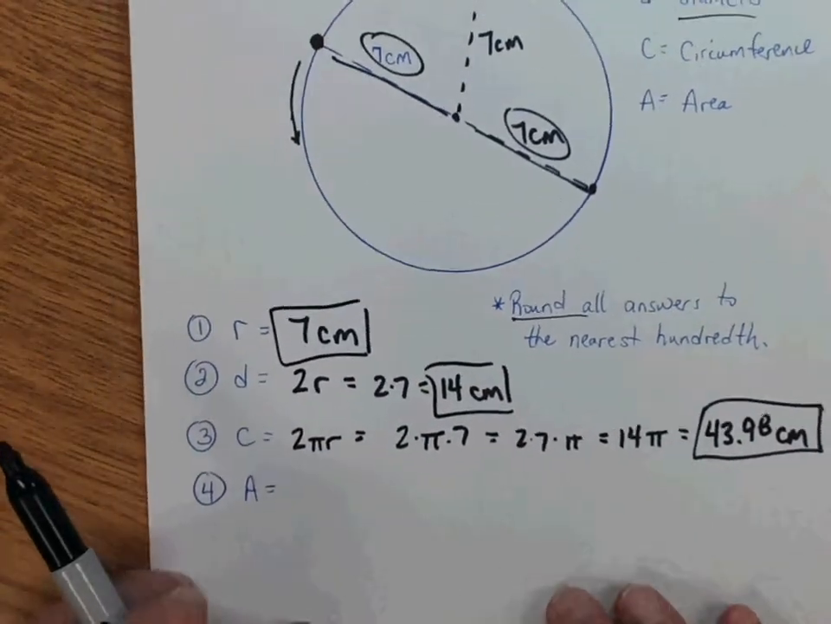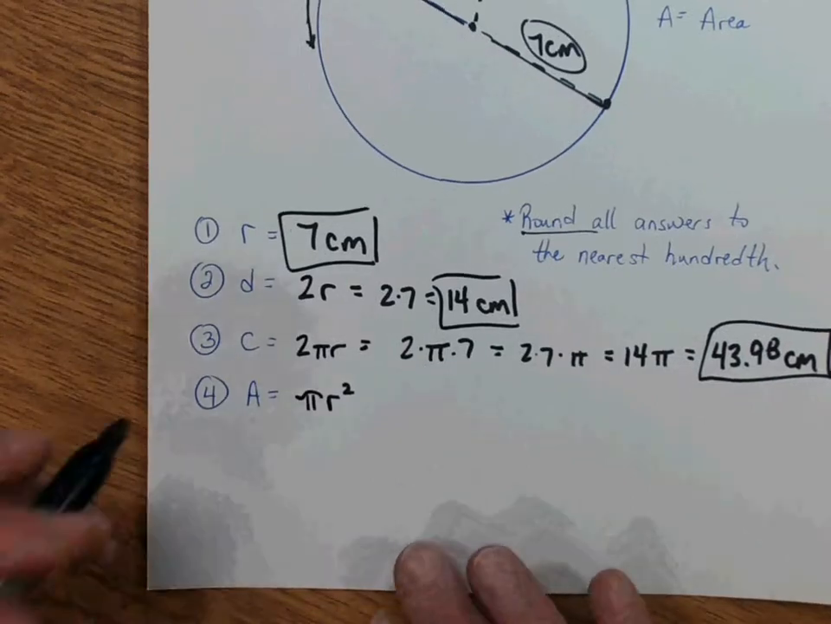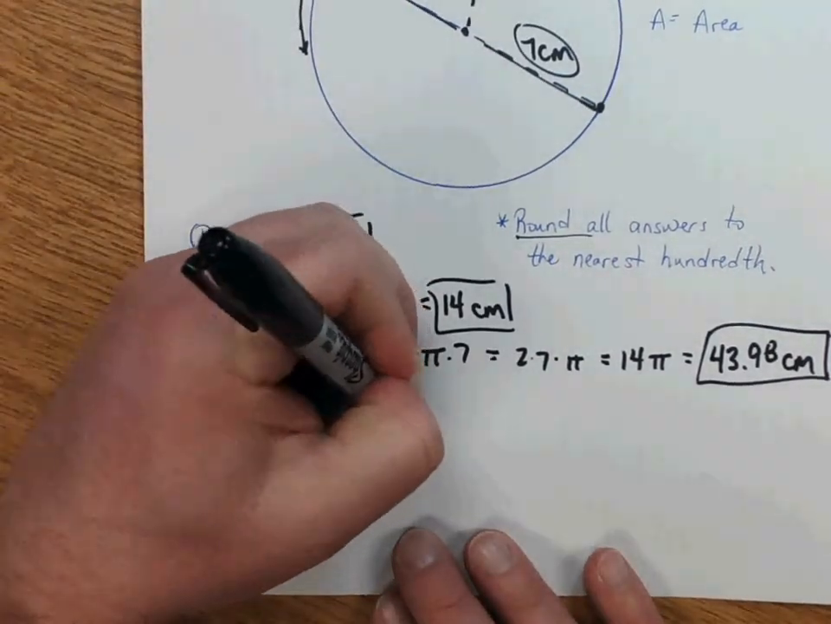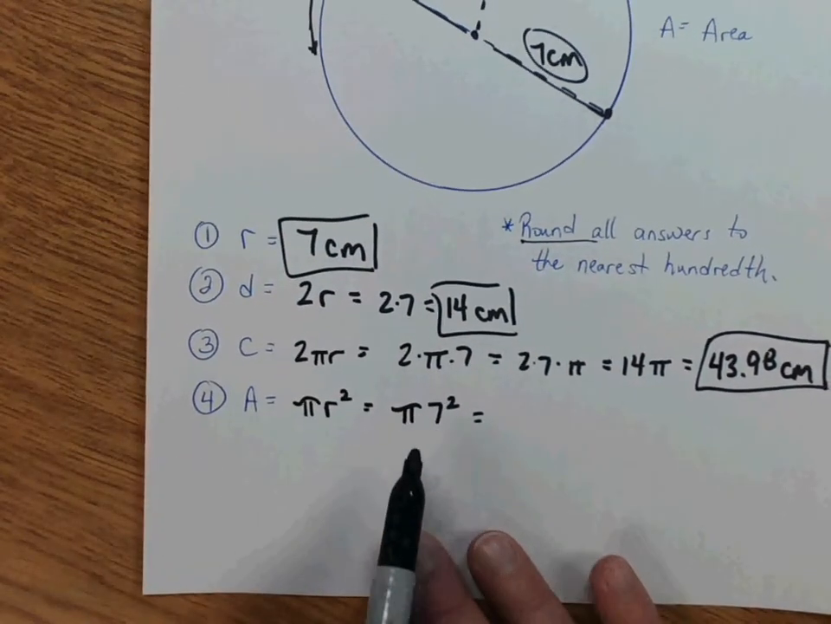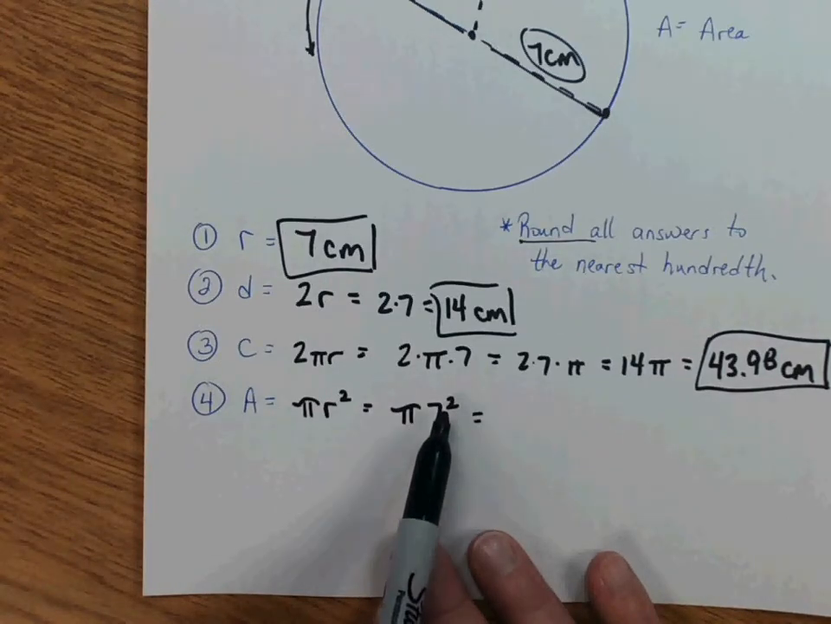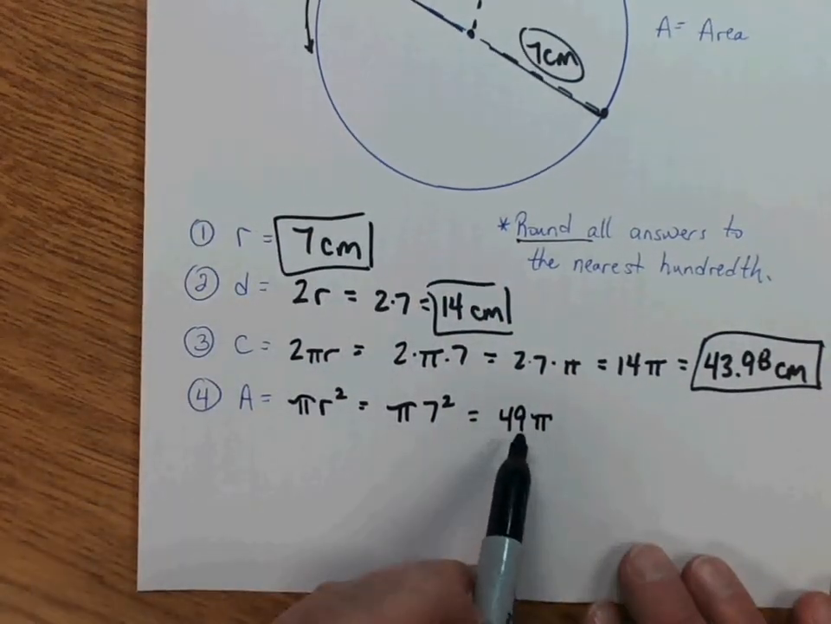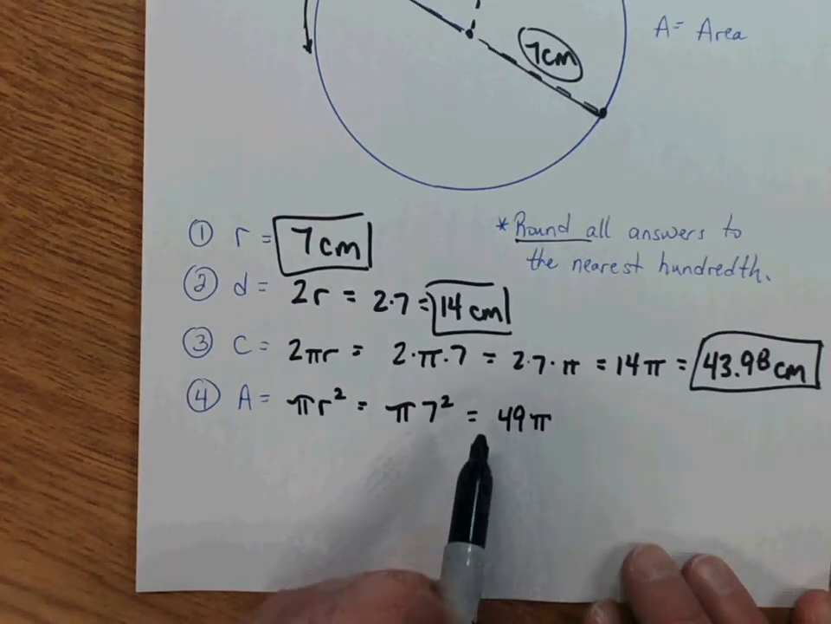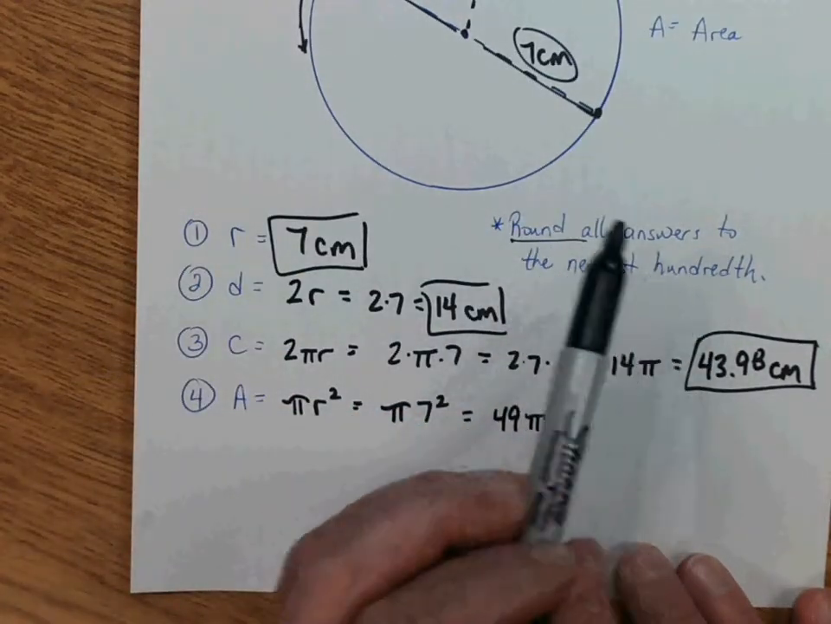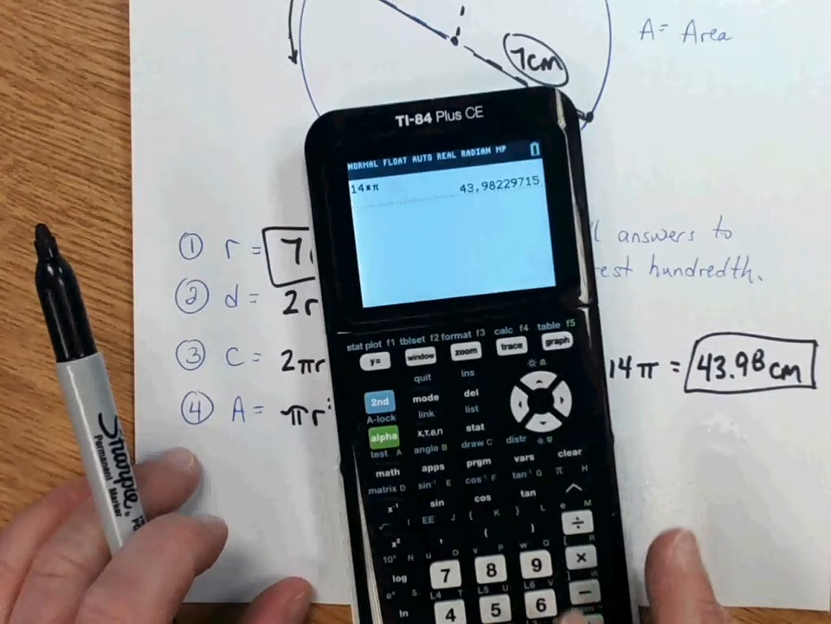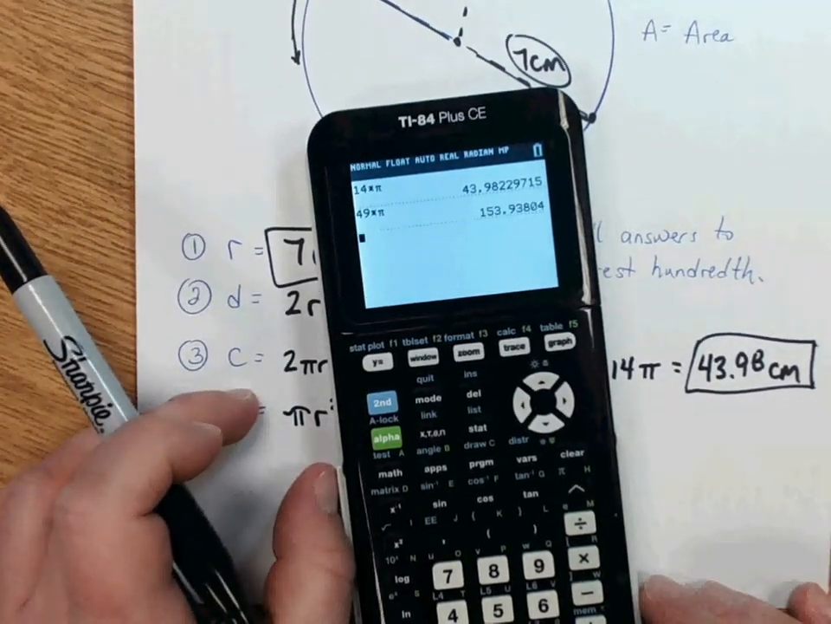Area. To find the area, it is pi r squared. So the radius is 7, so this is pi 7 squared. Remember, an exponent only acts on its nearest object. So this really says pi times 7 times 7. 7 times 7 is 49. So 49 times pi. Again, if it were asking you to leave in terms of pi, you would leave it just like this. However, our directions say to round all answers to the nearest hundredth. So, take my calculator, I'm going to go 49 times pi, and I'm going to round to the nearest hundredth.